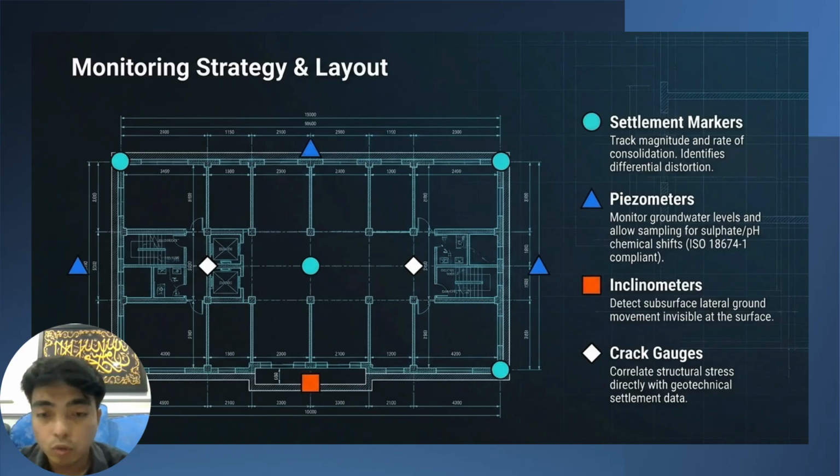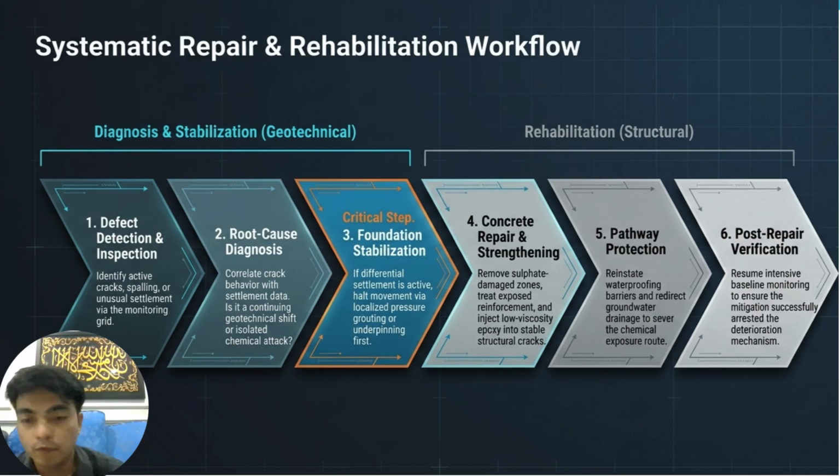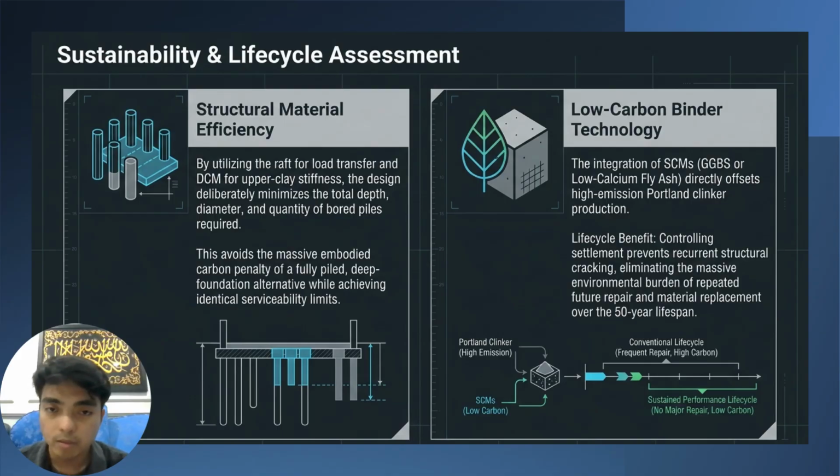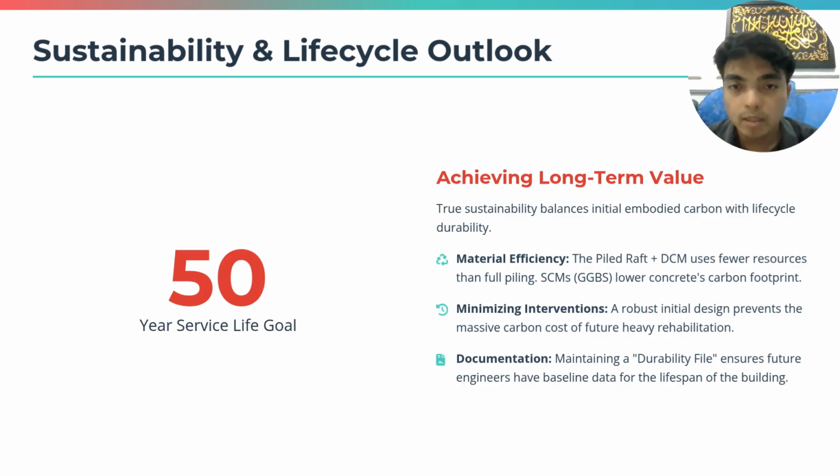For years 1 to 2, we focus on early consolidation and establishing baseline data. Year 5, a mid-life engineering review involving non-destructive testing of the concrete. For year 10, a holistic review of initial design assumptions against a decade of actual behavioral data. So, by monitoring these parameters, we can differentiate between minor shrinkage cracks and active geotechnical shifts, allowing for surgical interventions if necessary. Sustainability in this project is defined by structural material efficiency.